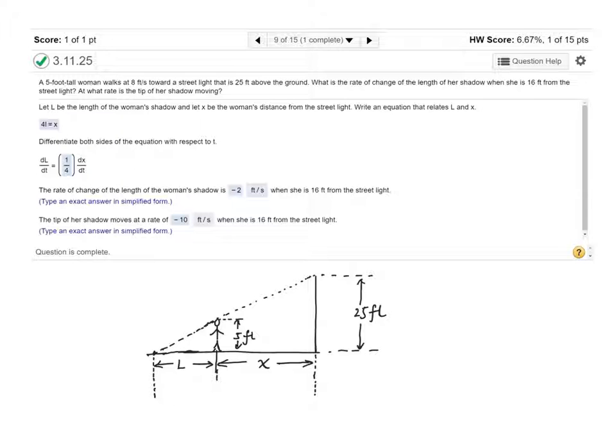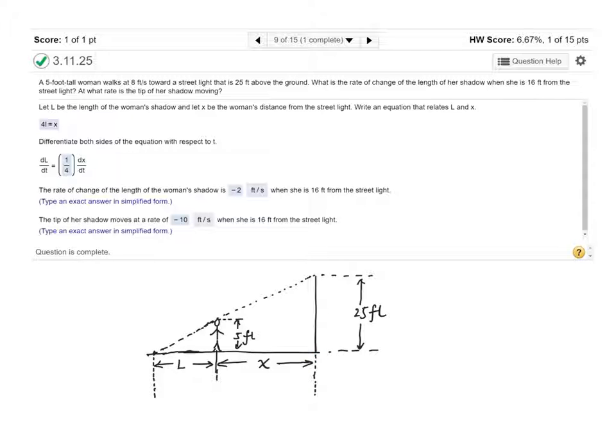So after reading through the question, I'm gonna let 25, this is the height of the street light, this is the woman, and L is the length of her shadow. X is the distance from this woman to the street light.